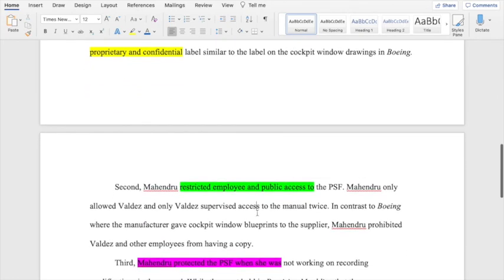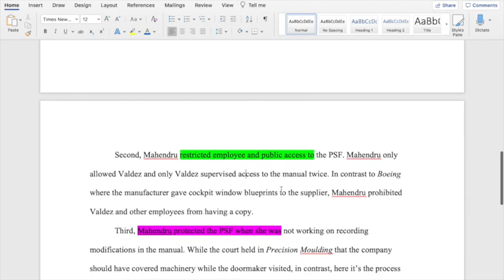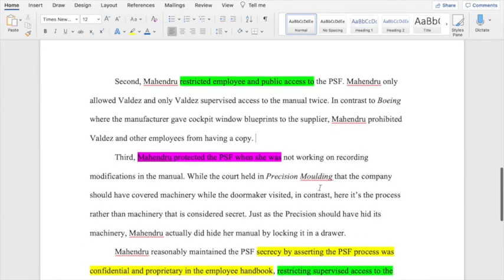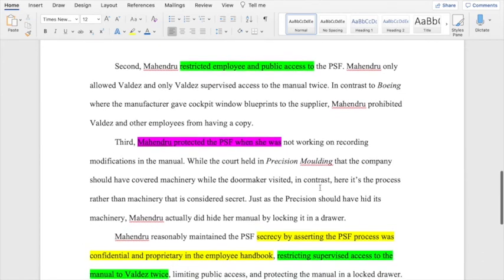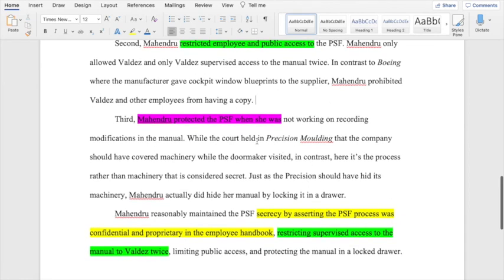Moving on to the next paragraph, you'll see that there's less to say on this one, but that she restricted employee and public access to the secret. And again, the writer compares to only one case because that's the only one that sheds light on that one. Now, in the next paragraph, the writer has switched to a different case, and now we're on this additional topic.